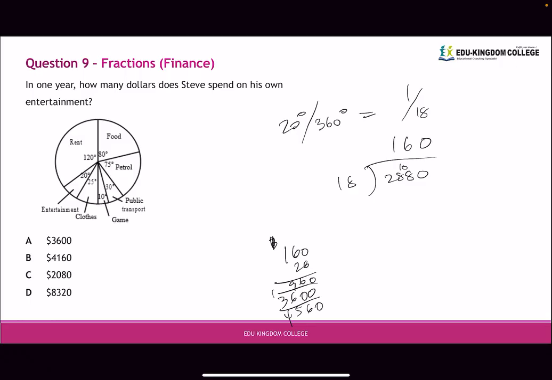Have I added something up wrong? Let me try that again. 6 times 0 is 0, 6 times 6 is 36, carry the 3 to the top. 2 times 0 is 0, 2 times 6 is 12. Okay, that's where I went wrong. 2 times 1 is 2, plus 1 is 3, so it should give you 4160. There you go. So make sure you double check your work. Even I make silly mistakes. When you double check things, you catch things out a lot quicker.